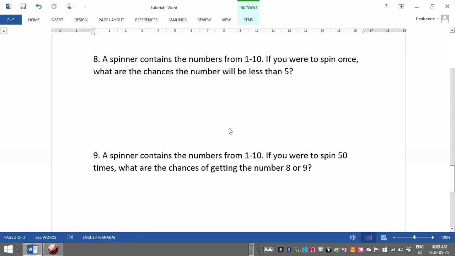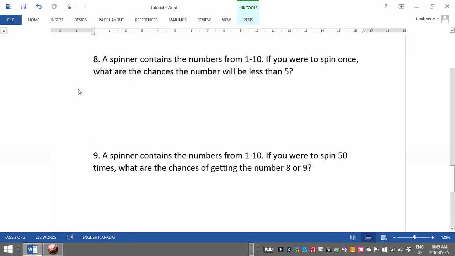A spinner contains the numbers from 1 to 10. If you were to spin once, what are the chances the number will be less than 5? Okay, so give it a shot. Remember, we're looking for numbers less than 5, so 1, 2, 3, or 4. And hit pause, and then when you're ready, we'll resume.